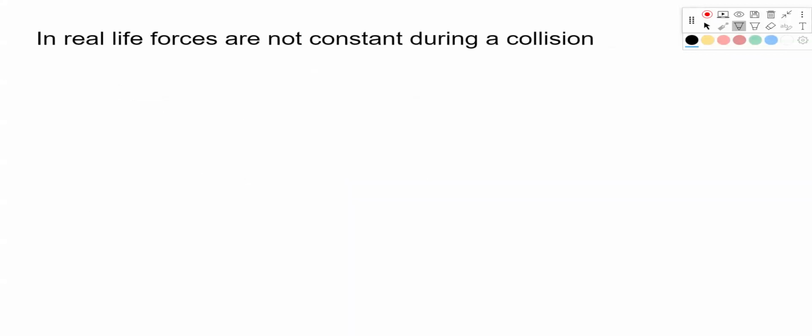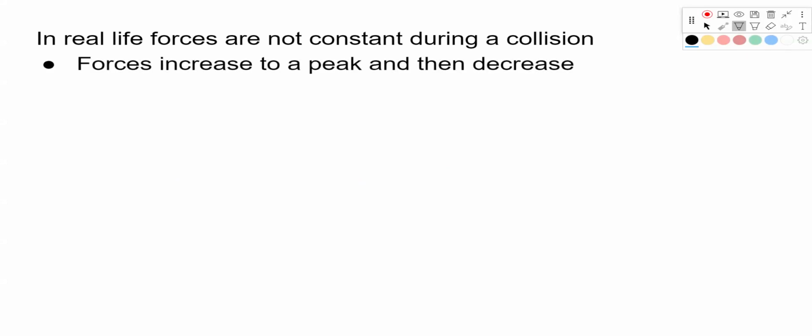In real life, unfortunately, forces are not constant during a collision. What tends to happen is as one object begins to exert a force on another object, you have an increase in force all the way up until a peak, and then a decrease in force. So it's not this constant, 5 Newton force the whole time. It might start off as a 1 Newton force, ramp up to 5, and then back down off of 5. It's not going to be constant the whole way throughout.